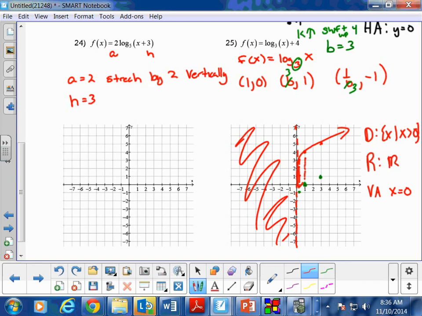But h is equal to 3, so that means everything's moved to the left by 3. The vertical asymptote is going to be moved by 3, because instead of x equal to 0, this one will be at 3. And then everything else will also be stretched by 2, so the points you have are also going to be multiplied by 2 as far as the y. Okay, good.